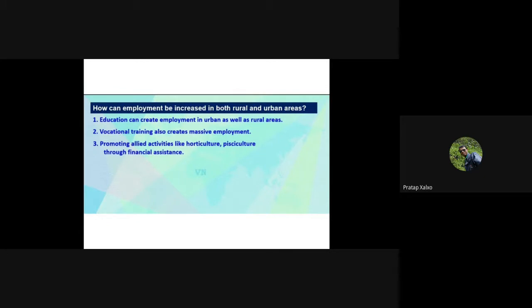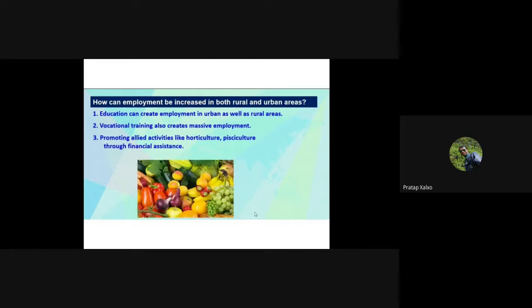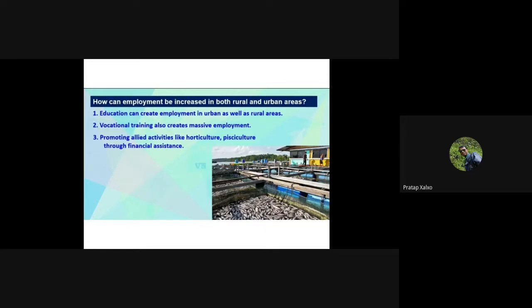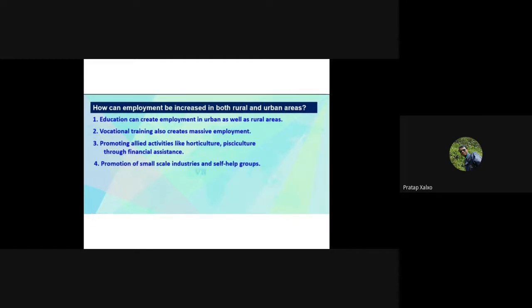Then promoting allied activities along with agriculture, something like horticulture. Horticulture is growing fruits and vegetables. Pisciculture is fish farming, that is, developing fishes in tanks and selling them. Many of them export in our country through financial assistance from banks. So banks have a role to play. Then promotion of small scale industries and self help groups. In our country, we have plenty of small scale industries, and that is an asset of the country. It is easy to start.